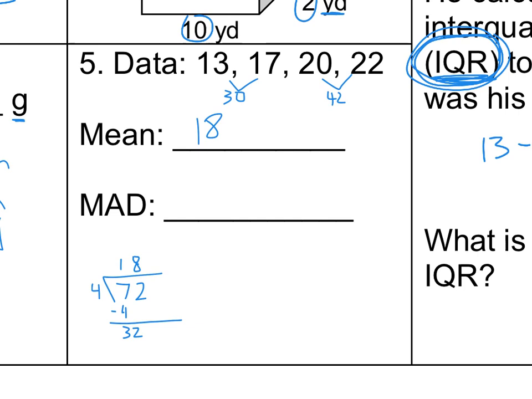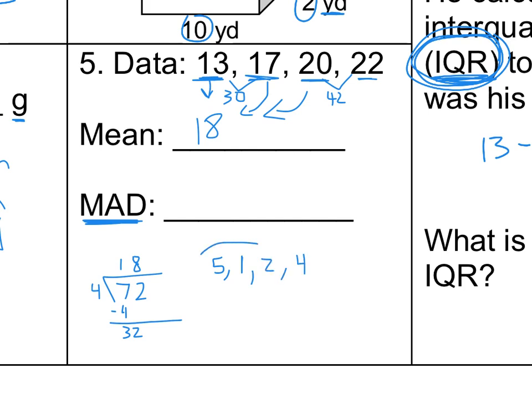But now the mean absolute deviation is the one that I know still creates some confusion. And remember, you have to make a new list. So step 1 is to make a new list of how far each number in our data is from our mean. So 13 is 5 away from 18, so I'm going to write a 5 down. 17 is only 1 away from 18, so I'm going to write a 1 down. 20 is 2 away from 18, so I'm going to write a 2 down. And 22 is 4 away.